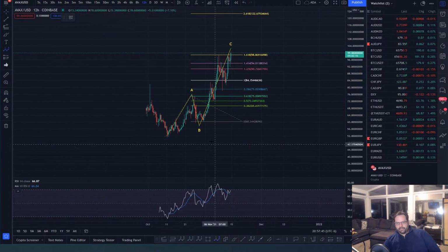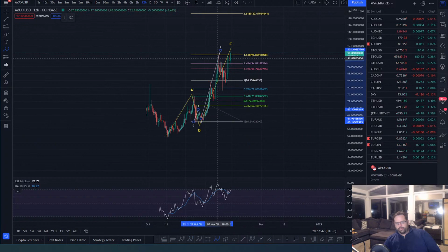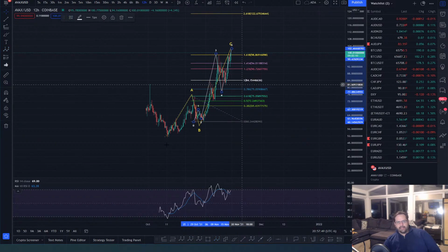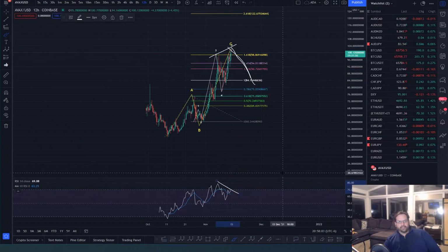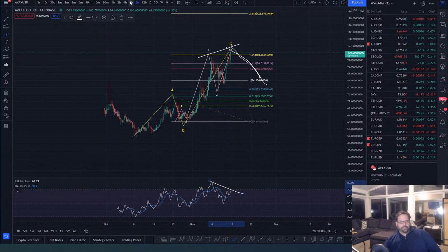And that C wave is counted like this: 1, 2, 3, 4, and then it's 5. And that's done. If that's ABC, now what is it correcting? Anybody's guess, right? Then if Bitcoin takes a dive here, then most likely AVAX will as well. Again, we do have bearish divergence right there on this 12-hour chart, 8-hour chart there. I mean, all the charts are showing that bearish divergence.